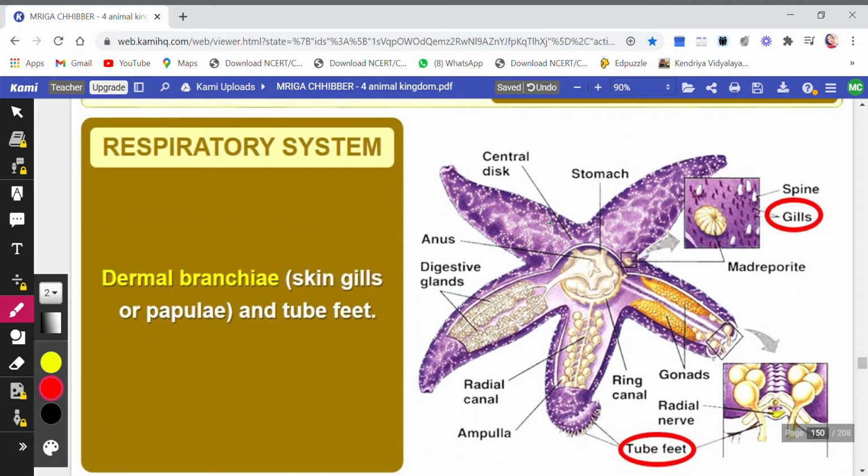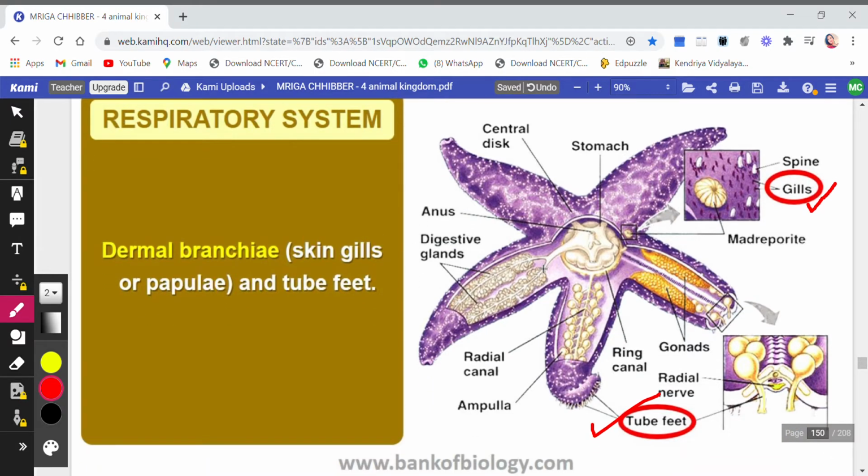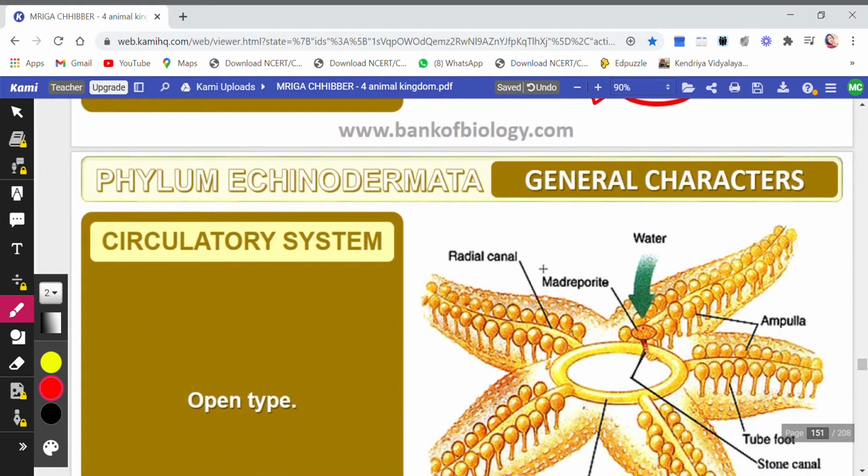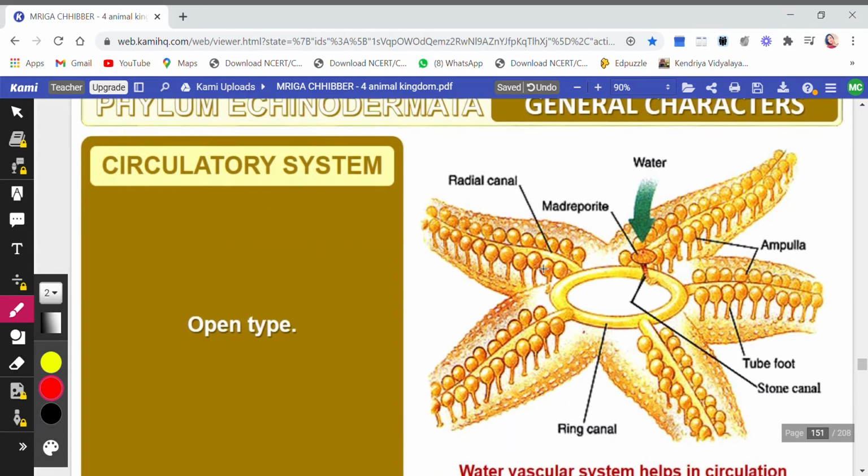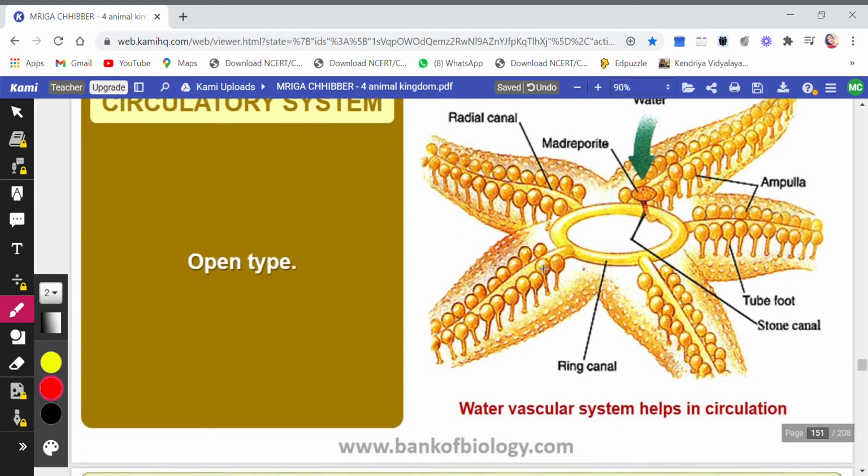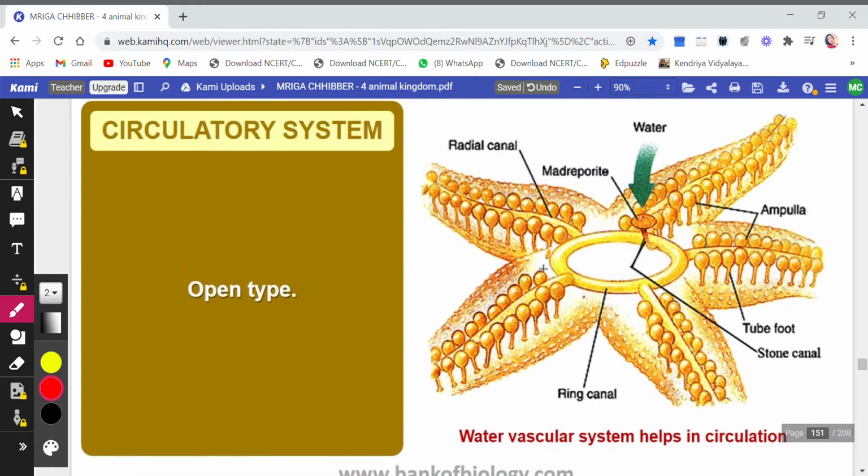Respiratory system here is dermal branchiae, that is skin gills. These are the gills. You can see here they have pointed it out, and also tube feet. Okay, so dermal branchiae, that is the respiratory system. You have to just do the terms in this class 11. Do not go deep into the structural part. Circulatory system is open type, that is the blood or the vascular system or the circulation is not taking place in closed blood vessels. It is open.